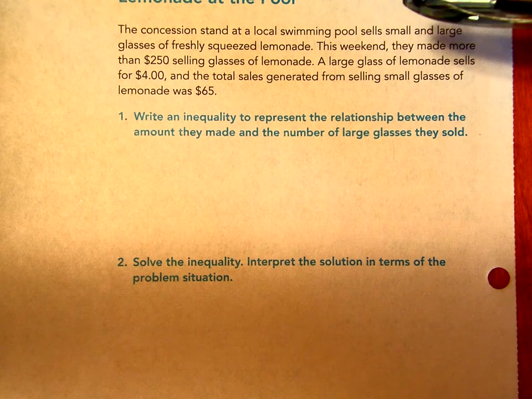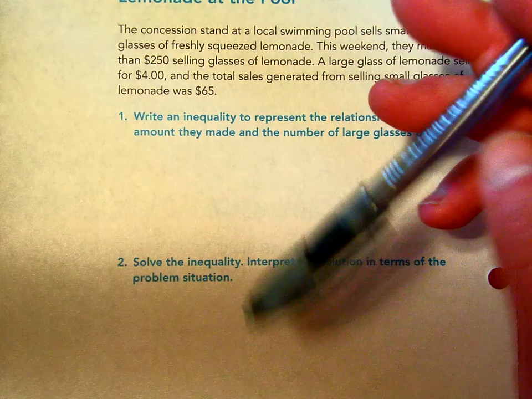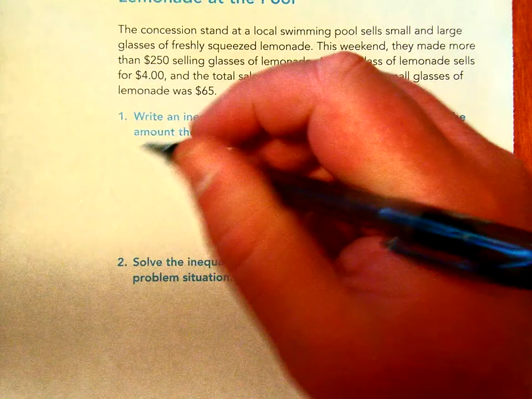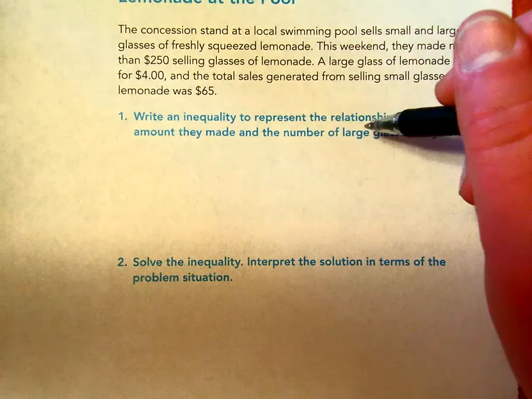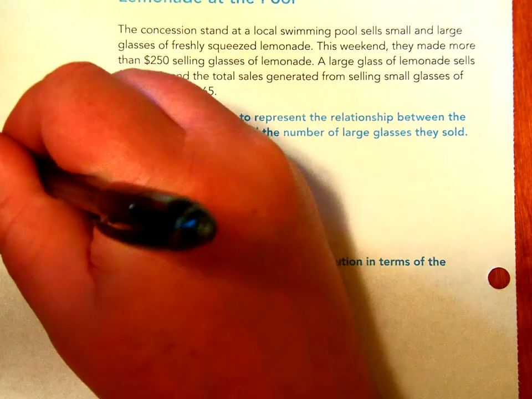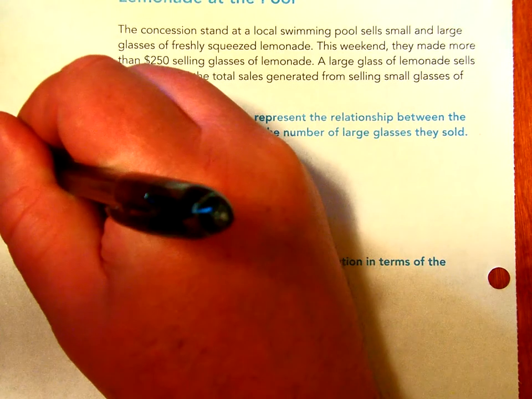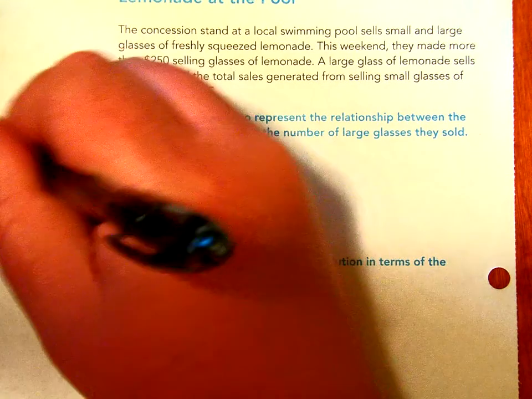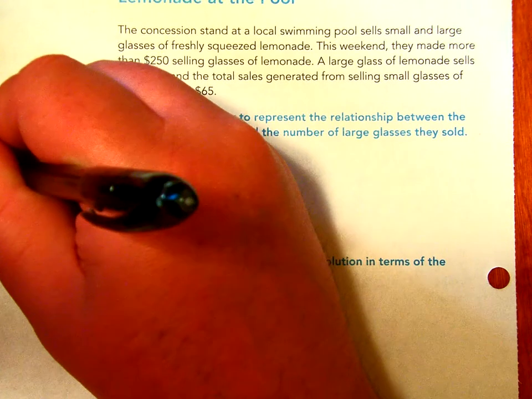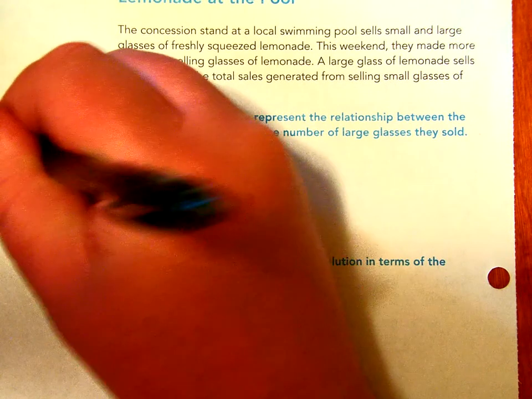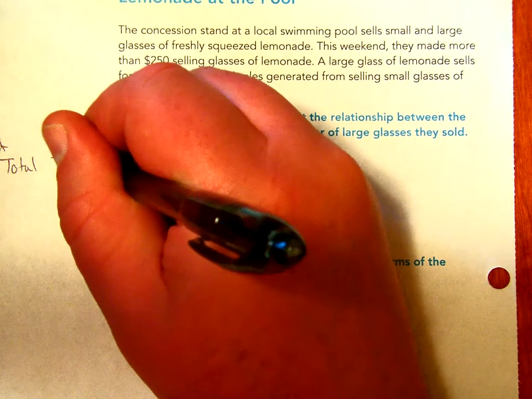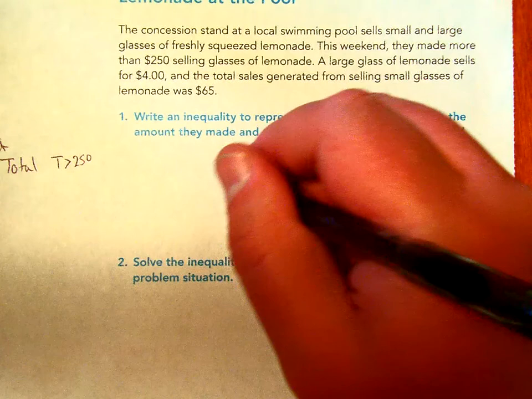And we know, so what we have here, write an inequality to represent the relationship between the amount they made and the number of large glasses they sold. So what we know is we're going to have money made, our total, and we already know that at least. If we let t equal total, in this case, our t is greater than 250. So we know what they made was greater than 250.